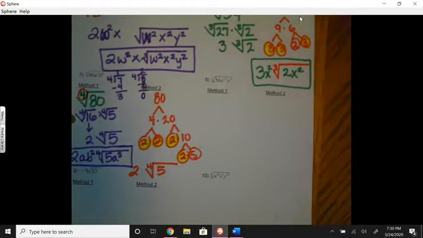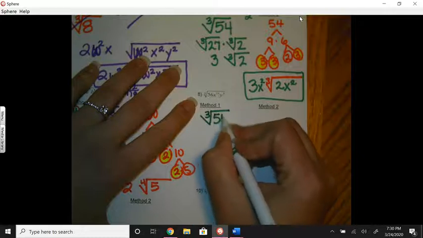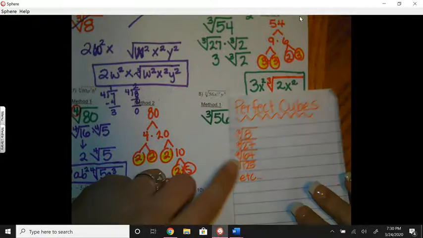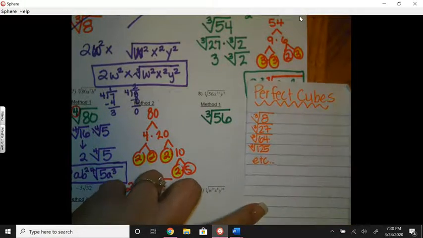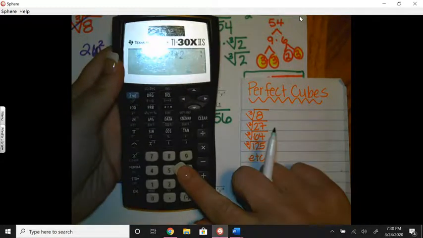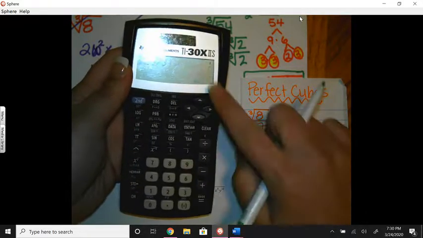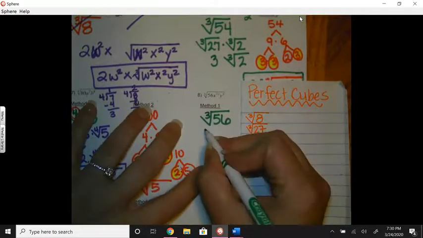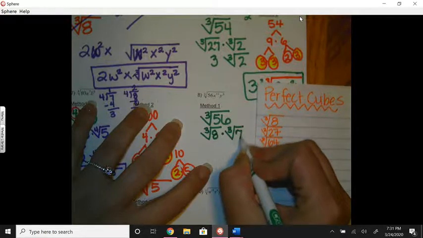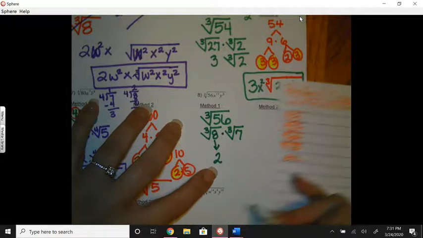Okay, let's go ahead and take a look at example 8. We have the cube root of 56. If we're using method 1, we could use our list of perfect cubes, and we have to figure out which of these go into 56. So 8 goes into 56, so we could use this one. We would have the cube root of 8 times the cube root of 7. And what times itself 3 times is 8? The answer to that is 2, so the radical is no longer needed.